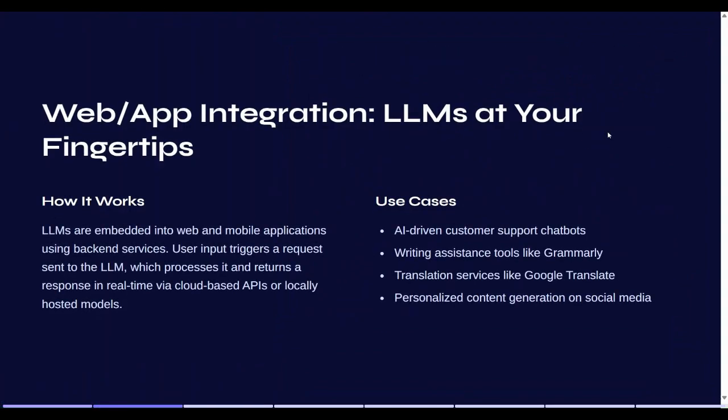First, web and app integration. How it works: LLMs are embedded into web and mobile applications using backend services. When a user inputs text, the app sends the request to an LLM, which processes it and returns a response. These interactions can happen in real time through cloud-based APIs or locally hosted models.